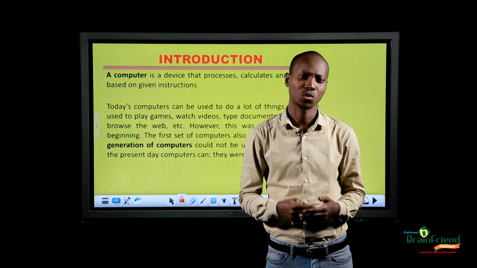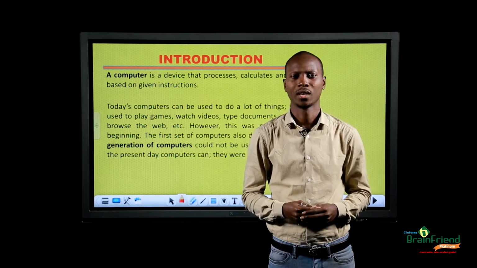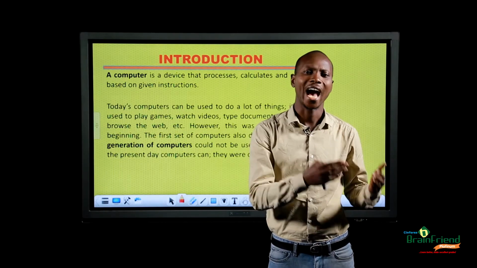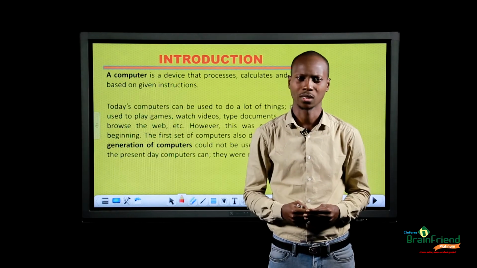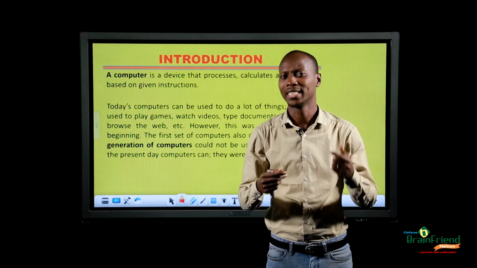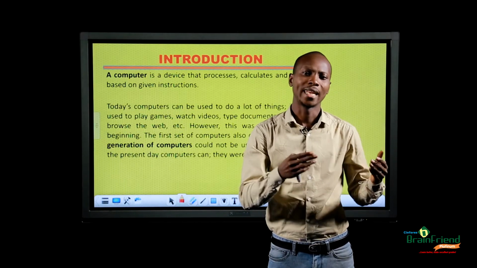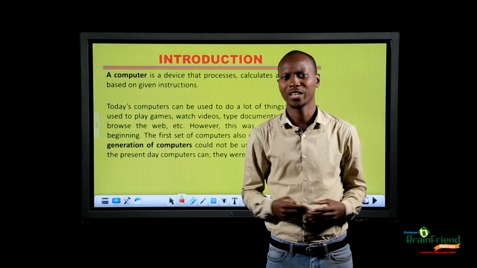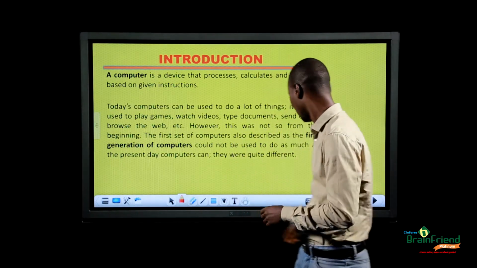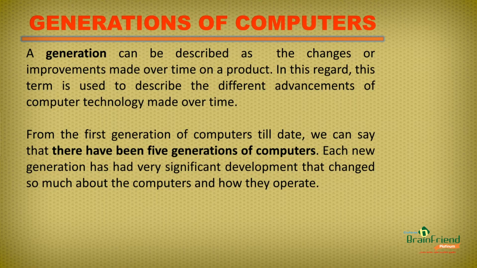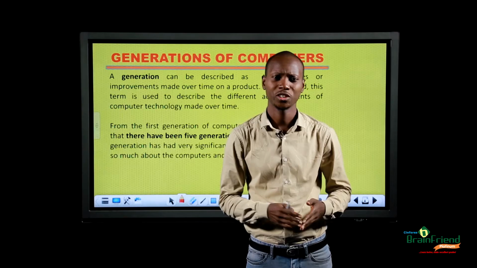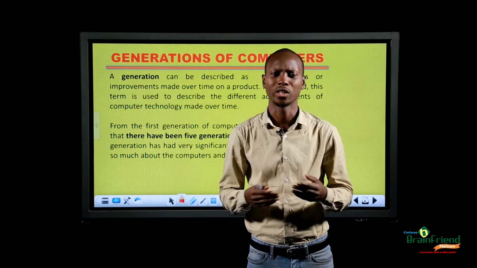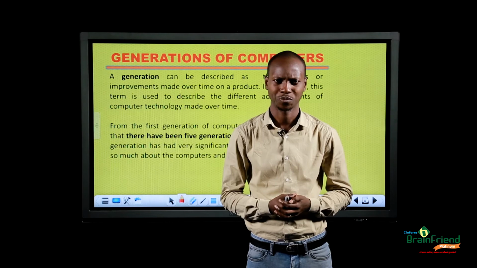However, this was not so from the beginning. The first generation computers could not do as much as the present day computers. Why? Because they were built differently. Now, you may ask, what exactly is a generation? A generation can be said to be the changes or improvement made on a product over a period of time.